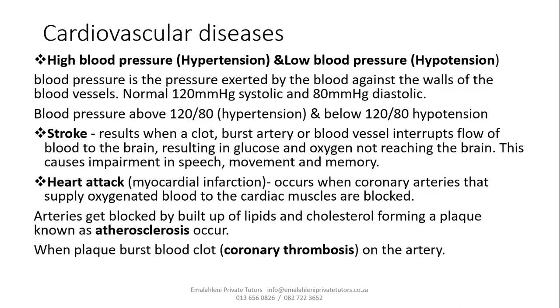Now, let's move on to stroke. Stroke is when there is a clot in the blood arteries and blood vessels that interrupts blood flow to the brain. Now, glucose and oxygen are no longer reaching the brain. So in this case, it can result in impairment of speech. You can't talk, and sometimes you can't move, and there may also be memory loss. So sometimes, if it is severe, it can actually result in death.